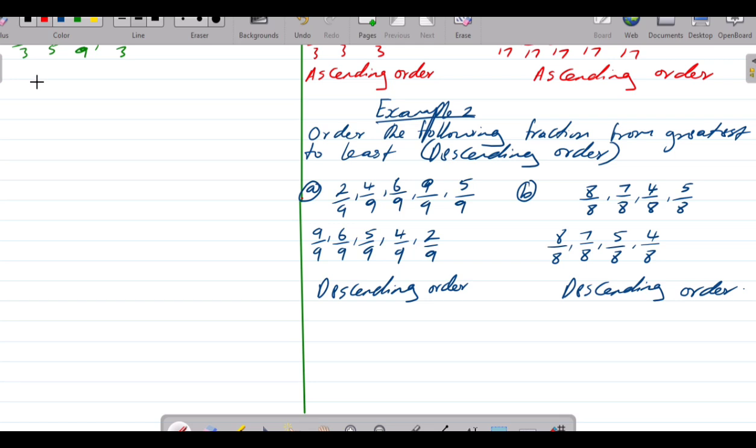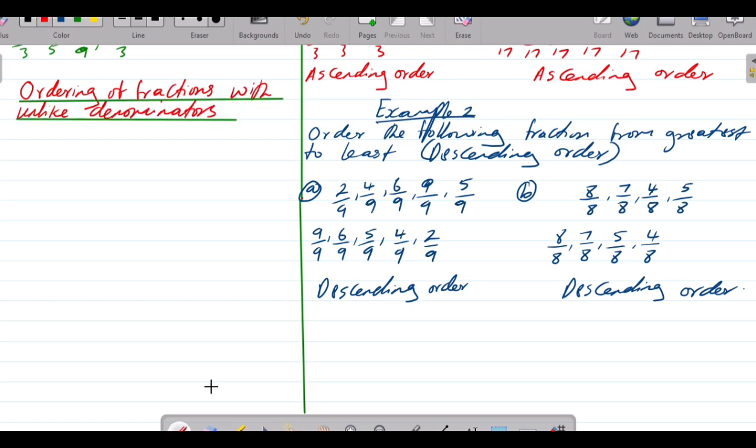Alright, so let's proceed to the ordering of fractions with unlike denominators. To order fractions with unlike denominators or numerators, as the case may be, all we need to do is to find a common multiple so as to express them as equivalent fractions with like denominators or numerators, as the case may be. Then we can determine the largest or the least fraction by using the numerator to compare the biggest and the smallest fraction. Then we can order the fractions respectively.